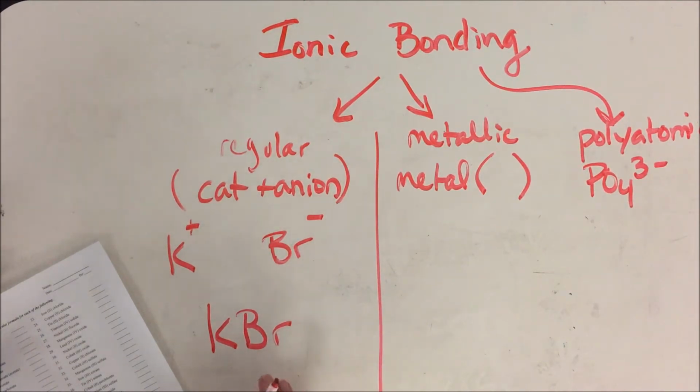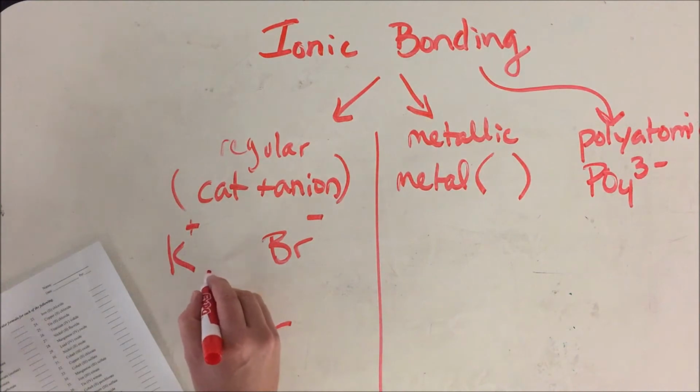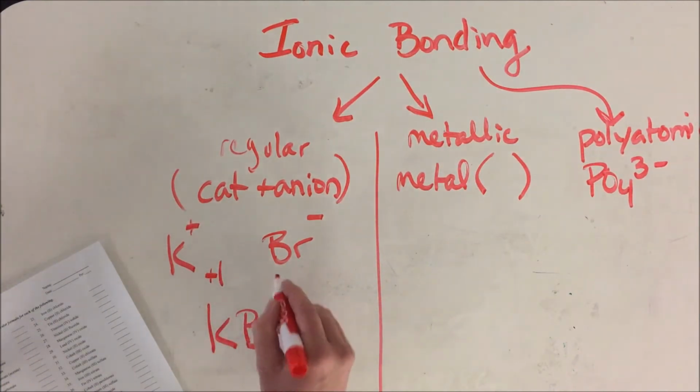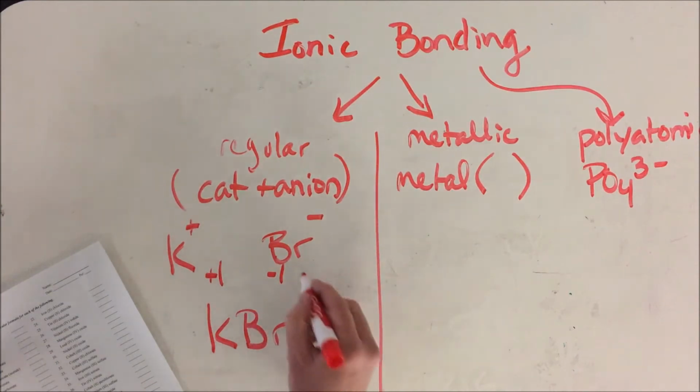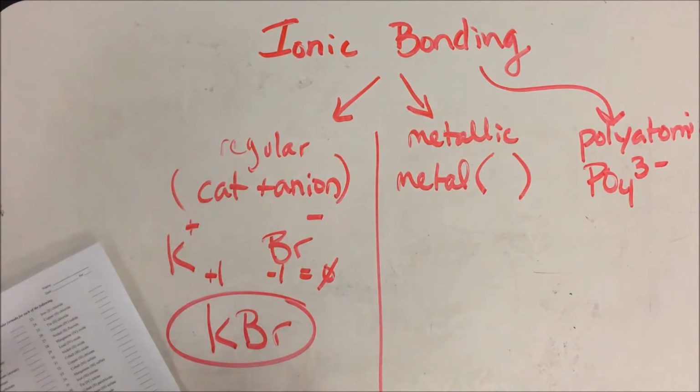To check myself to make sure that I'm doing this correctly, I look at my 1-to-1 ratio. I have 1 potassium at a +1 charge, so I have a total charge on that of +1. I have 1 bromine at a -1 charge, so my total charge on that is -1. That does give me a net charge of 0. This is the answer that I'm writing down. I'm not including those charges. That's just a way to check myself to make sure I've put it together in its correct way.